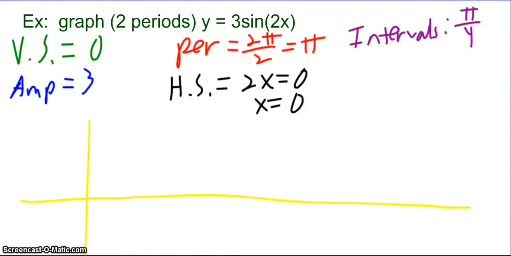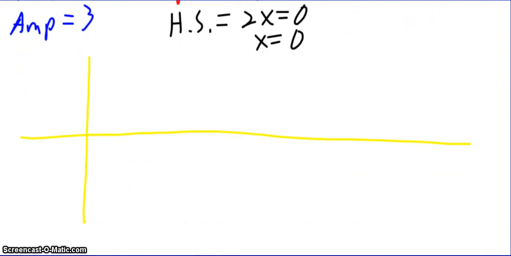Okay, so we have all of our information. Now we want to start graphing. The horizontal shift tells us where to start, and the intervals tell us what is our distance between. Now when we graph this, make it as easy on yourself as possible. So that's why I tell you to find this information.